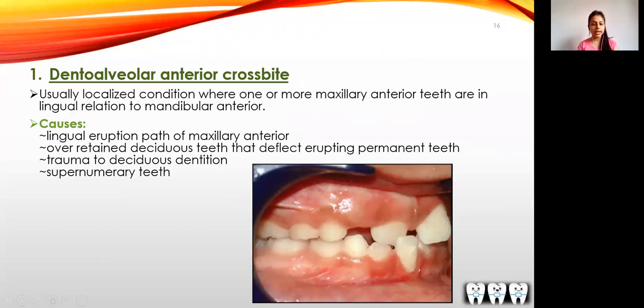It is usually a localized condition where one or more maxillary anterior teeth are in lingual relation to the mandibular anterior teeth. The causes can be a lingual eruption pathway of the maxillary anterior teeth due to overretained deciduous teeth that will deflect the erupting permanent teeth into a more palatal position, or trauma to the deciduous dentition that can deflect the tooth bud of the permanent teeth. Another cause is supernumerary teeth.